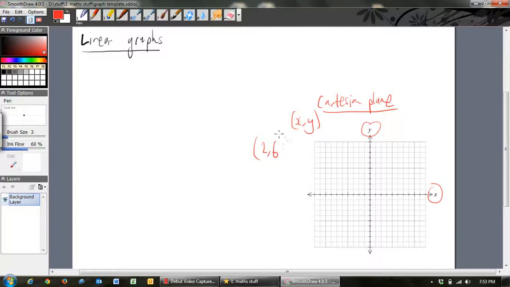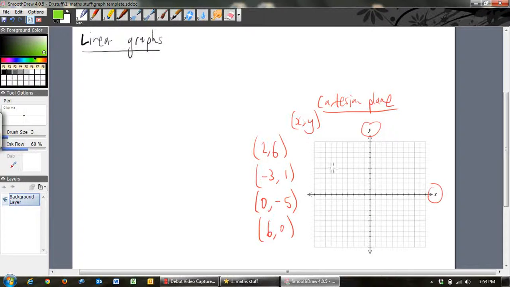So, just a few examples. Let's put the point (2, 6) on the plane. We'll do (-3, 1). Let's do (0, -5). And one more, we'll do (6, 0). Okay, let's just put those points on the plane. So let's do it first.